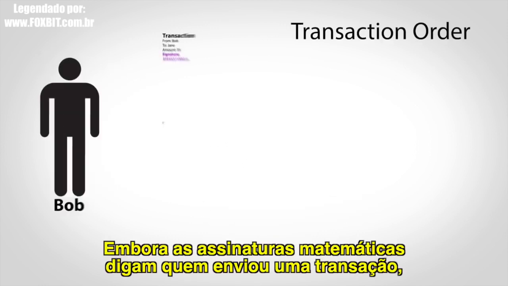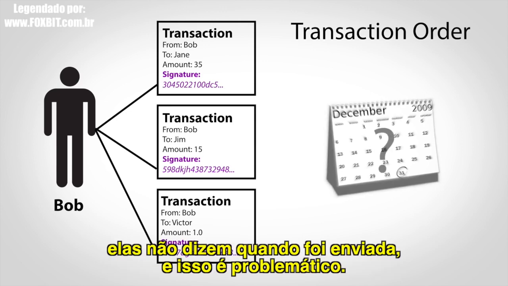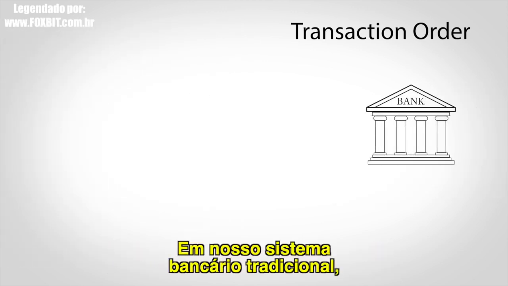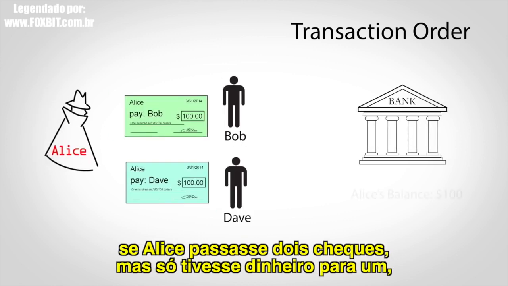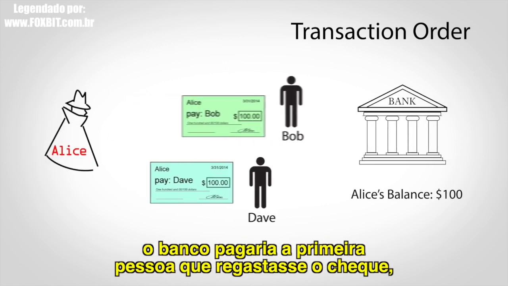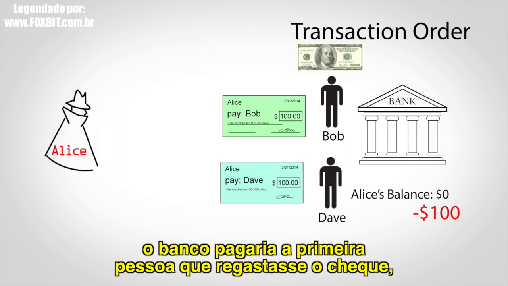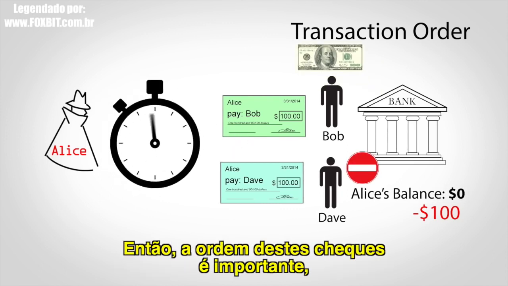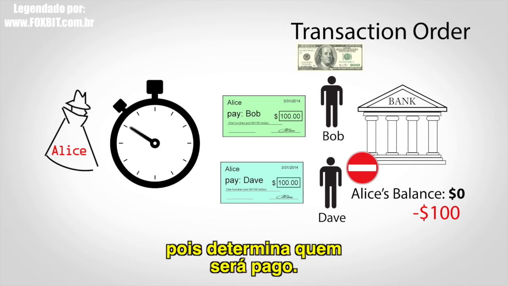While the mathematical signatures prove who sent a transaction, they can't prove when it was sent, and this turns out to be problematic. In our traditional banking system, if Alice wrote 2 checks but only had enough money to cover one of them, the bank would pay the first person attempting to cash his check but refuse the second because Alice's account would be empty. So the order of these checks is critical because it determines who should get paid.